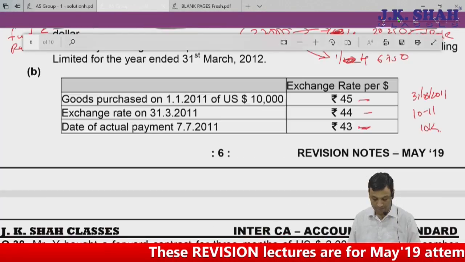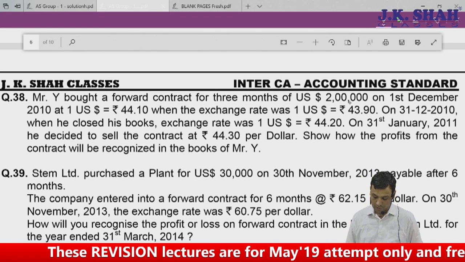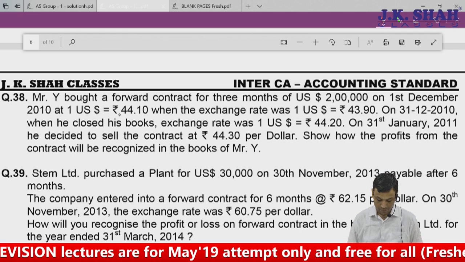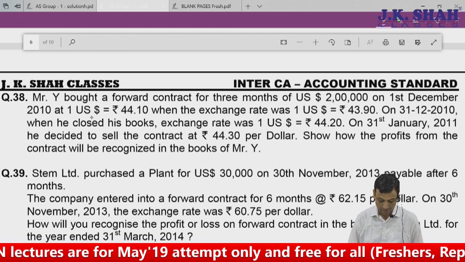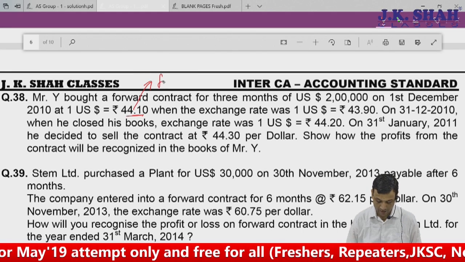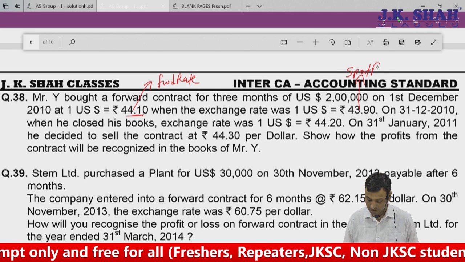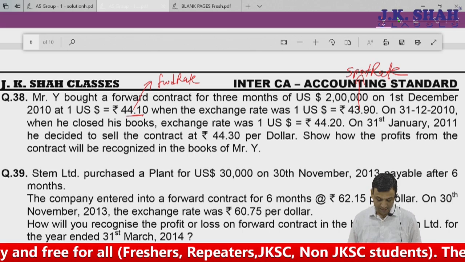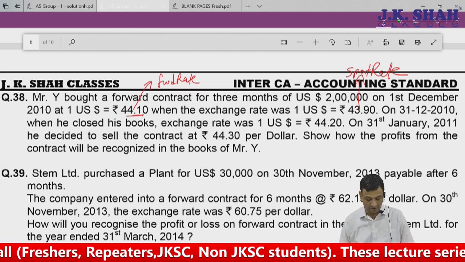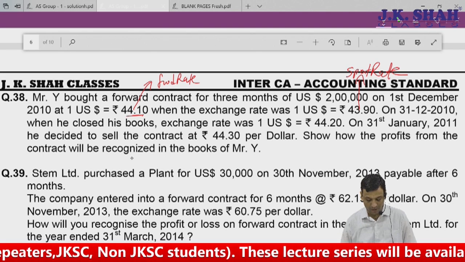We move to the next question. Mr. Y bought a forward contract for 3 months of 2 lakh on 1st December at $1 = 44. This is nothing but my forward rate, when the exchange rate was 43.90. This is nothing but my spot rate. On 31st December, when he closed his books, the exchange rate was 44.20. On 31st January 2011, he decided to sell the contract at 44.30. Show how profits from the contract will be recognized.